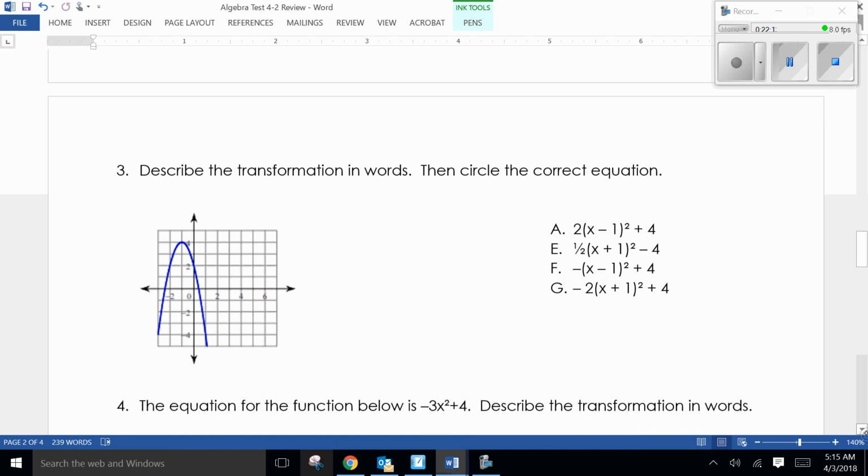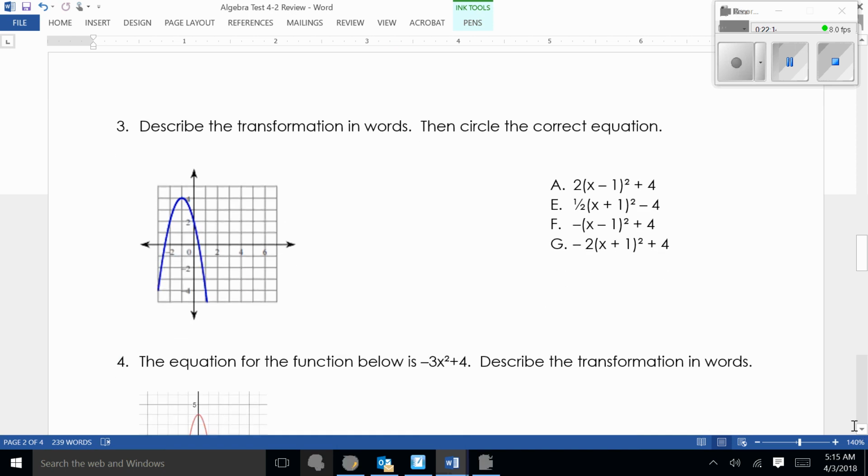Okay, so number 3, describe the transformation in words, then circle the correct equation. So from what you can see, if there's been a reflection, so it's either F or G, and it's shifted to the left 1, so my answer has to be G.